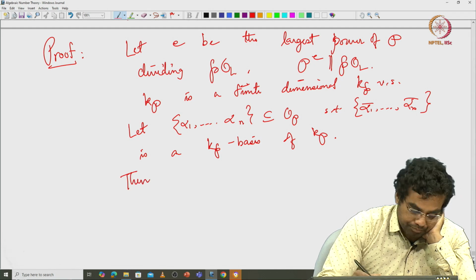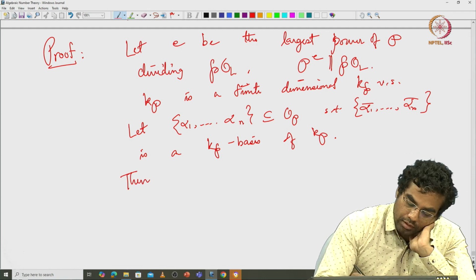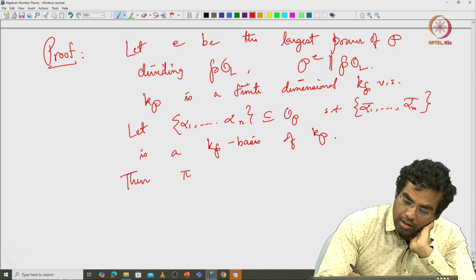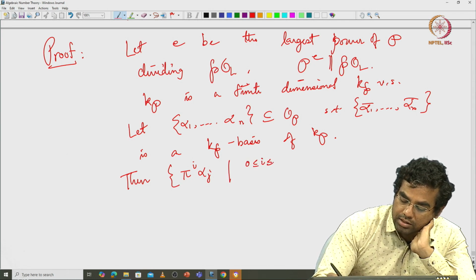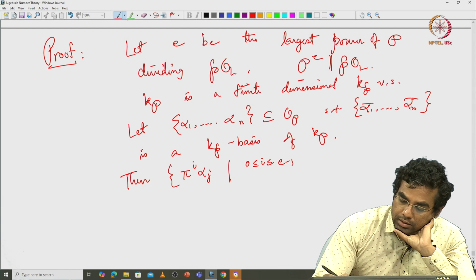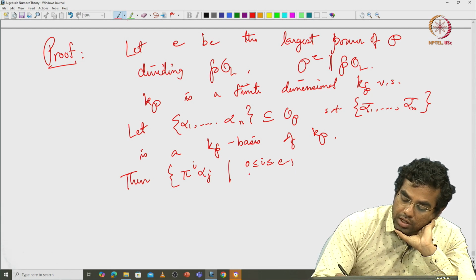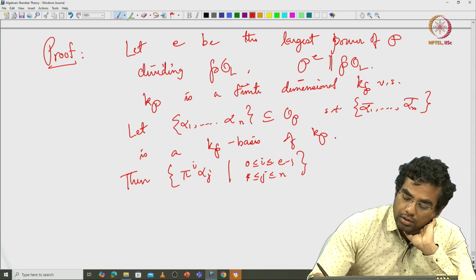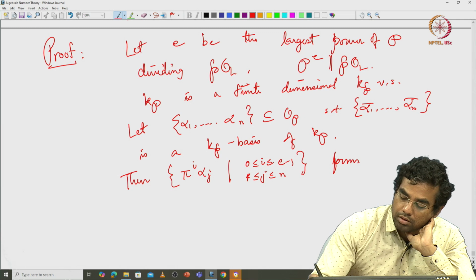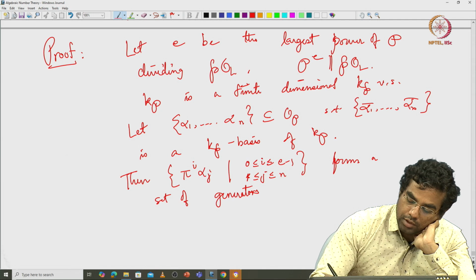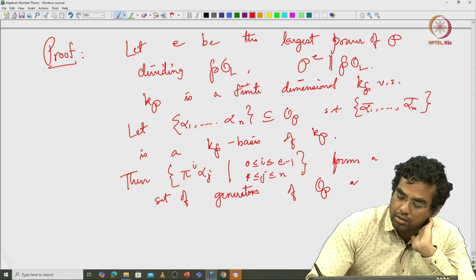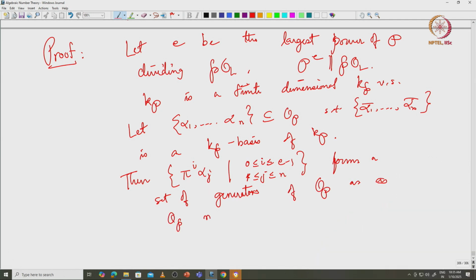Then pi to the power i alpha j, if I take this set where i ranges between 0 and e minus 1 and j ranges from 1 to n, forms a set of generators of O_P as an O sub p module.